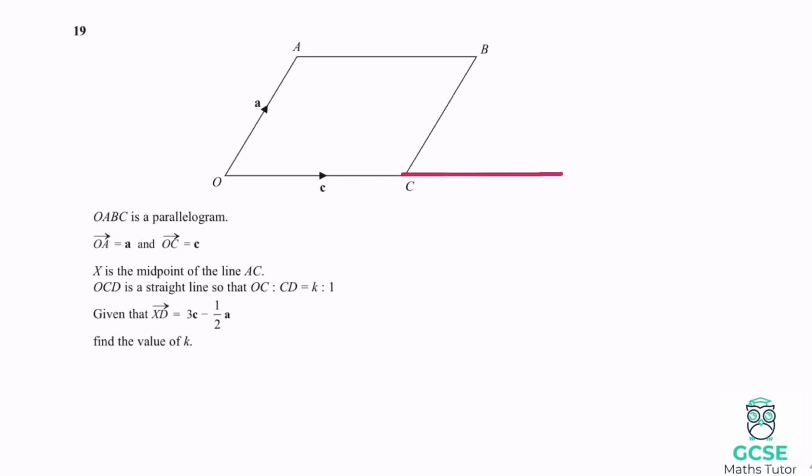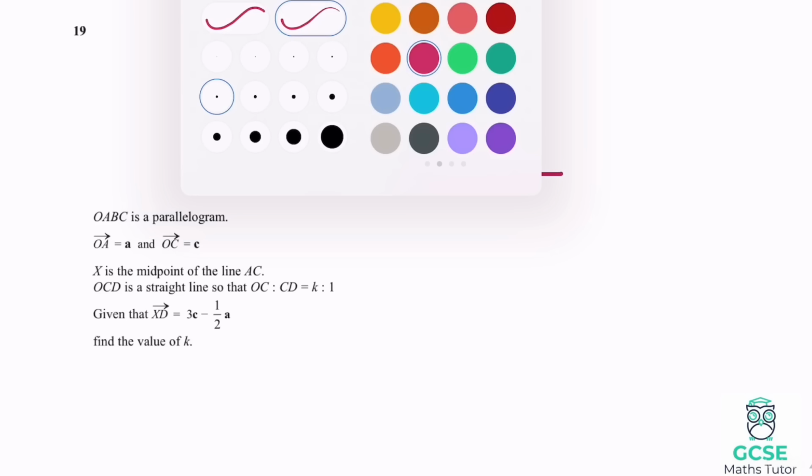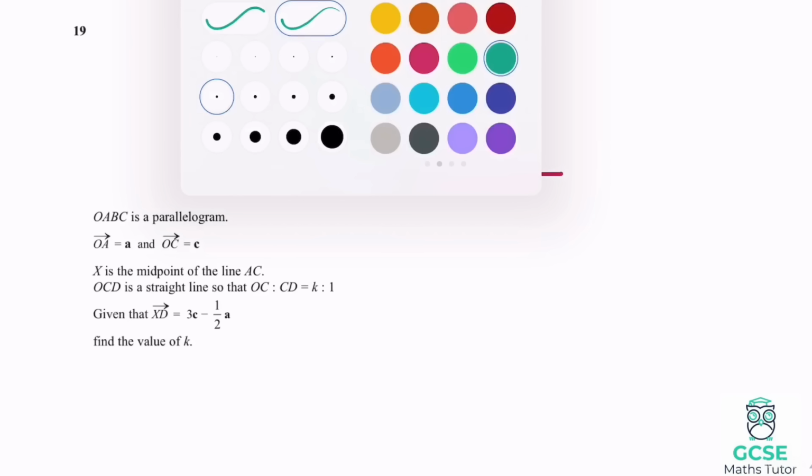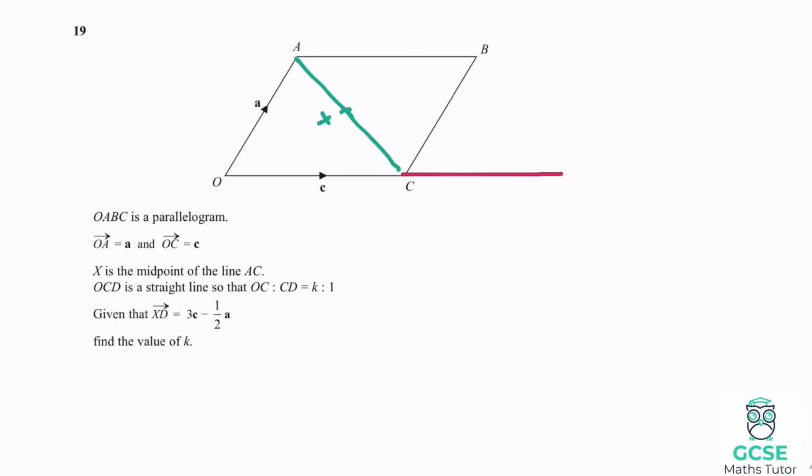Now it also says X is the midpoint of AC. So we need to draw another line in here. Let's draw this one in a different colour. So A to C. And X is the midpoint. Let's say that's there. And then it says given that X to D, and D is over here, the one I've just drawn in, is a straight line. Well, it's a straight line from X to D, and it gives us the vector there. So if I draw that in, X to D there, moving in that direction, is 3c minus a half a.